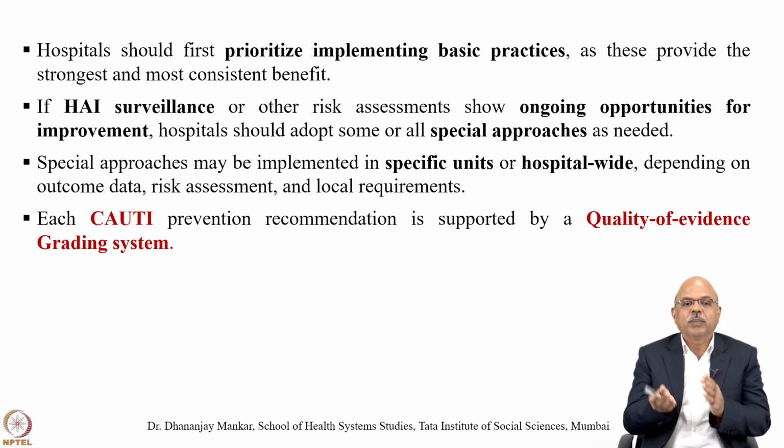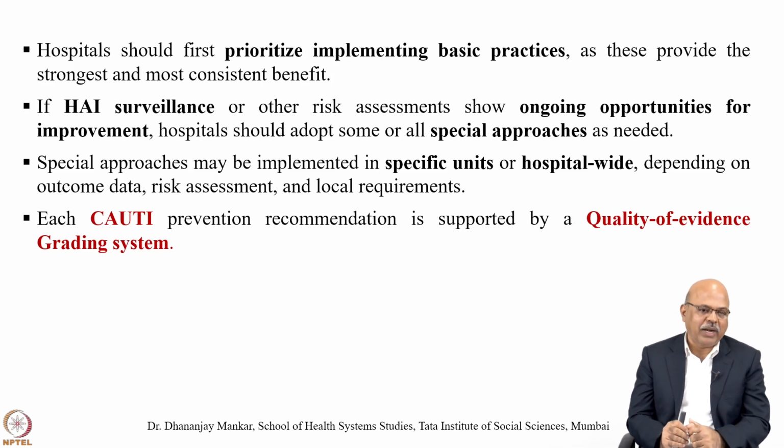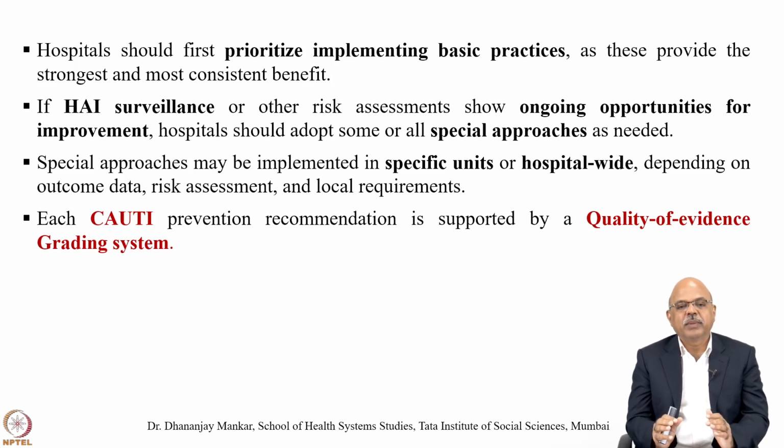HAI surveillance plays a major role in assessing the risk, because if you are not able to assess the risk, how will you be able to improve the practices? The special approaches may be implemented in specific units or hospital wide, depending on the outcome of the data. What is the data? On that basis only special approaches can be planned. Risk assessment can be done, and according to the local requirements you can work on this.